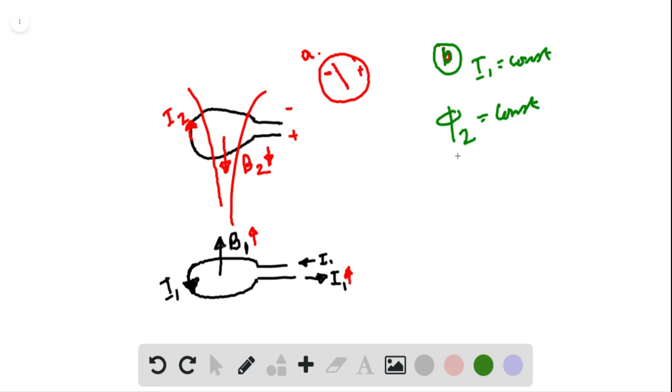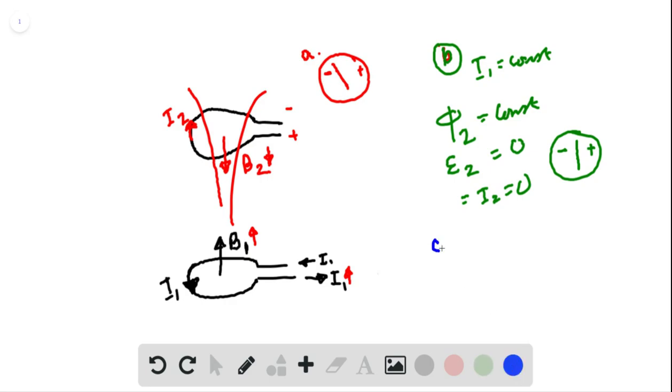So there is no induced field in the second ring, which means the induced electric field in the second ring equals zero, which means I2 equals zero. And it will look like you have negative over here, positive over there, and the needle like that. What is part C?